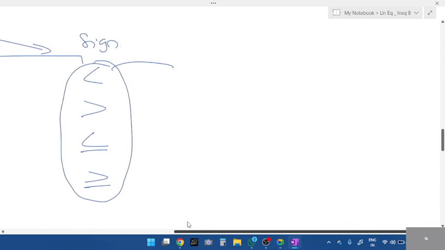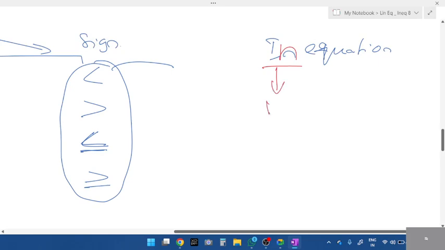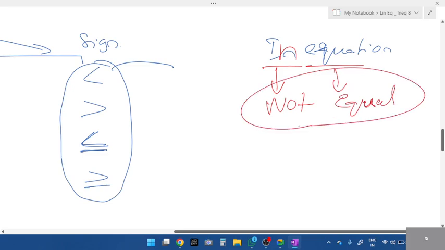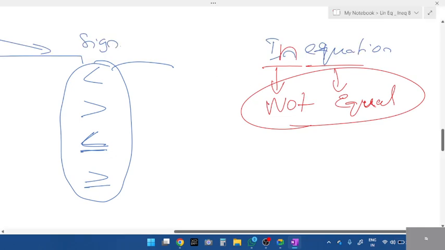Now the most important part, inequation part. In inequation, less than, greater than, students. Remember the concept. In equation, equation is equal. So what's the actual meaning of inequation? The actual meaning of inequation is something which is not equal.